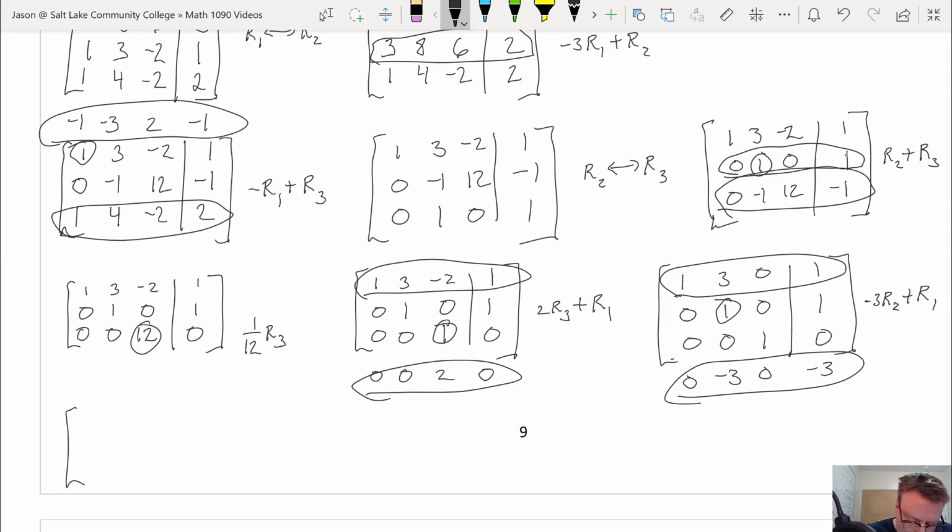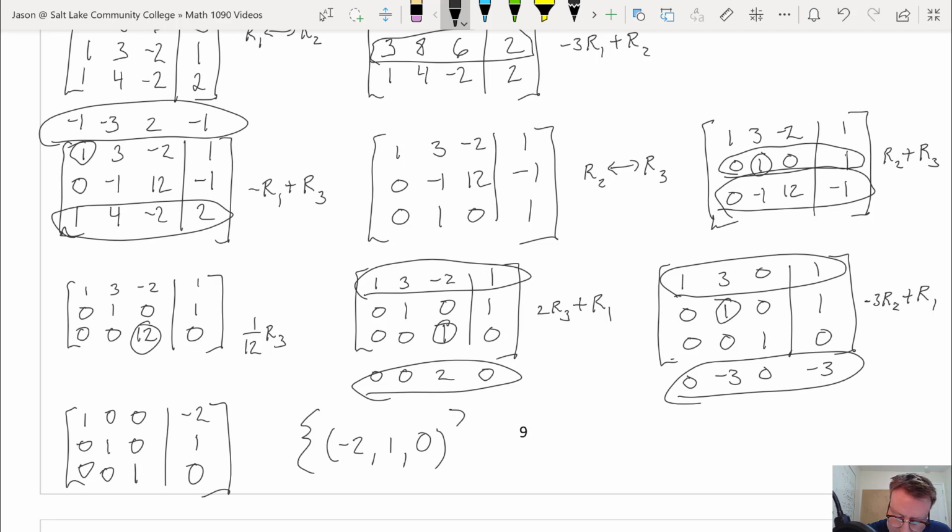I end up with 1, 0, 0. Let's see, -3 plus 1 is going to be -2. And then everything else stays the same. 0, 1, 0, 1, and 0, 0, 1, 0. Okay, and now we're done. We can read off what x, y, and z are. X equals -2 from the first row. The second row tells us that y equals 1. The third row tells us z equals 0. So the solution set contains the single unique point (-2, 1, 0).